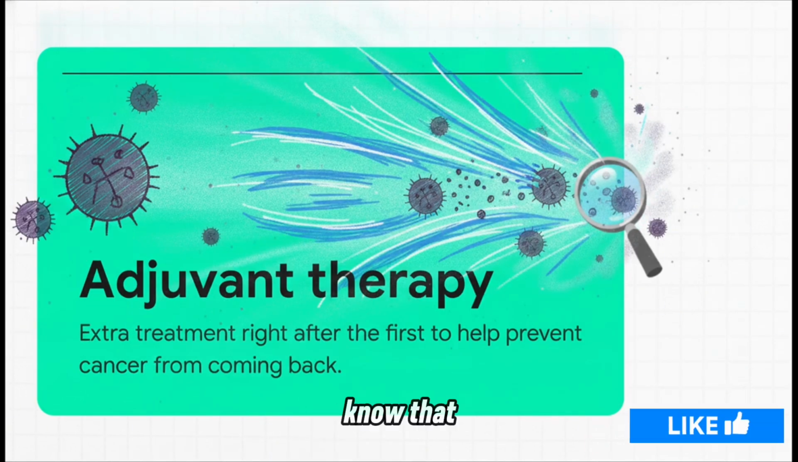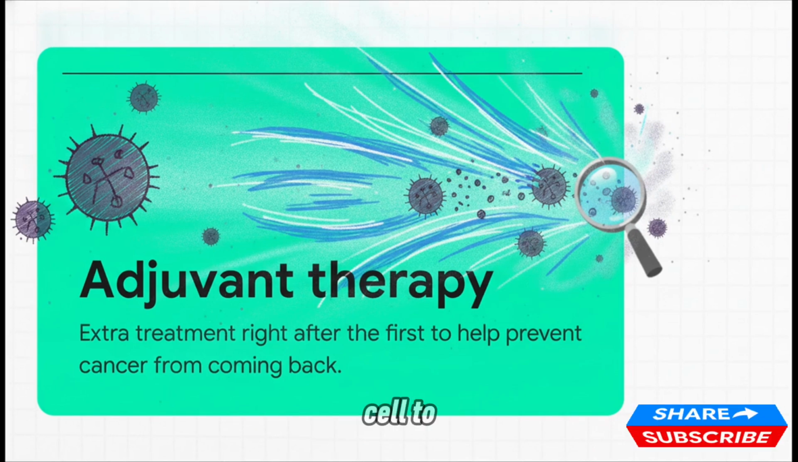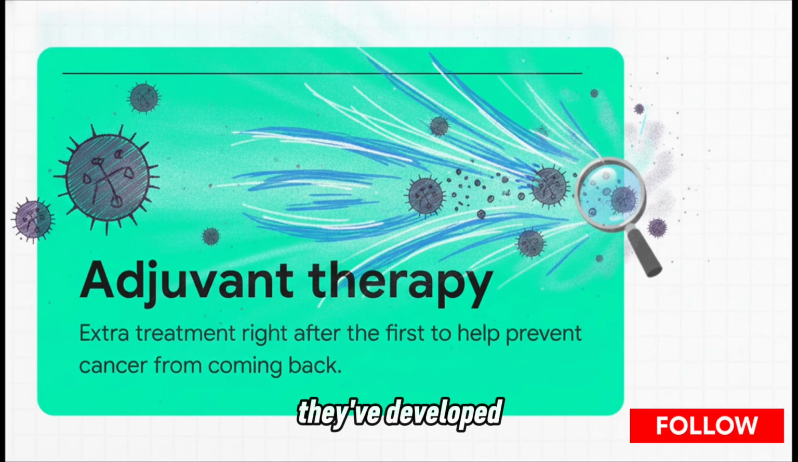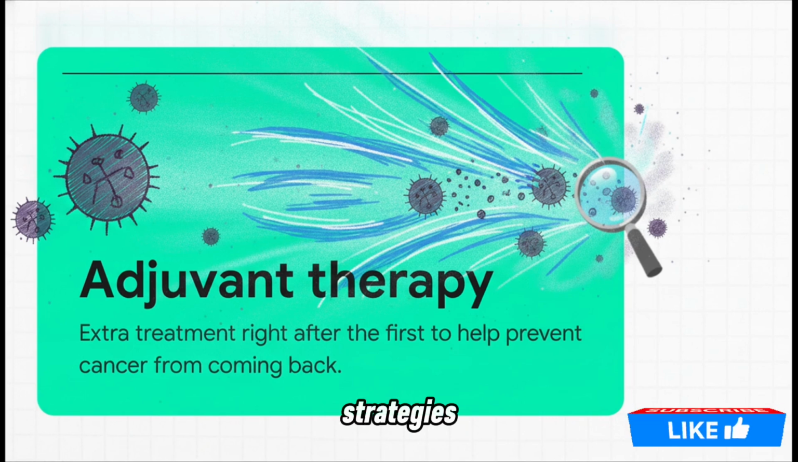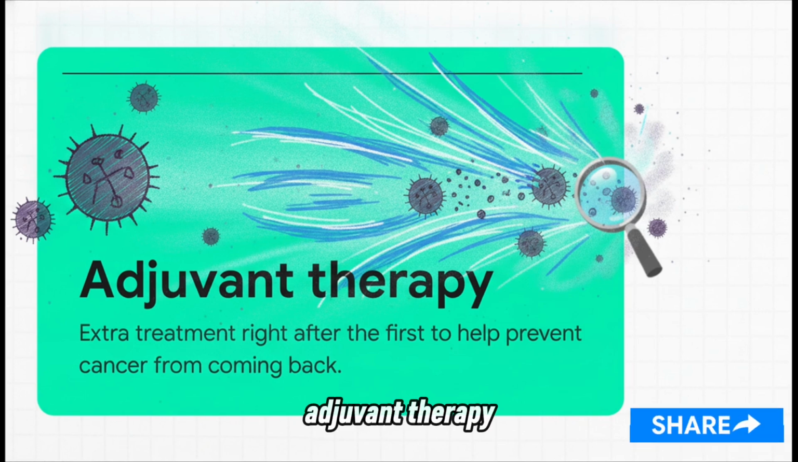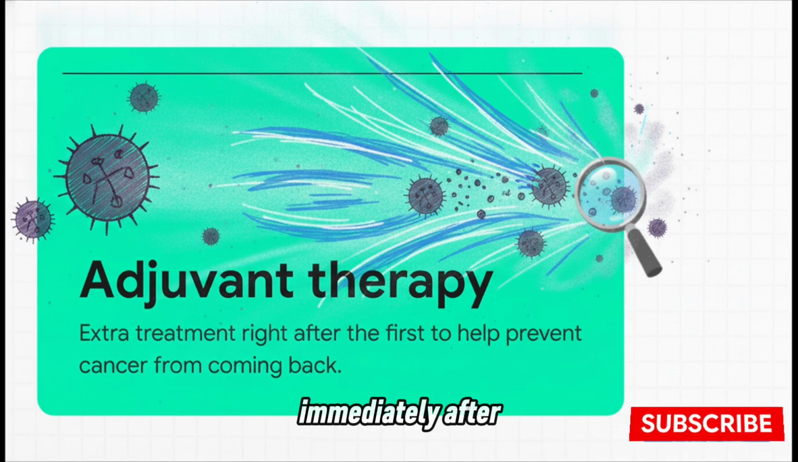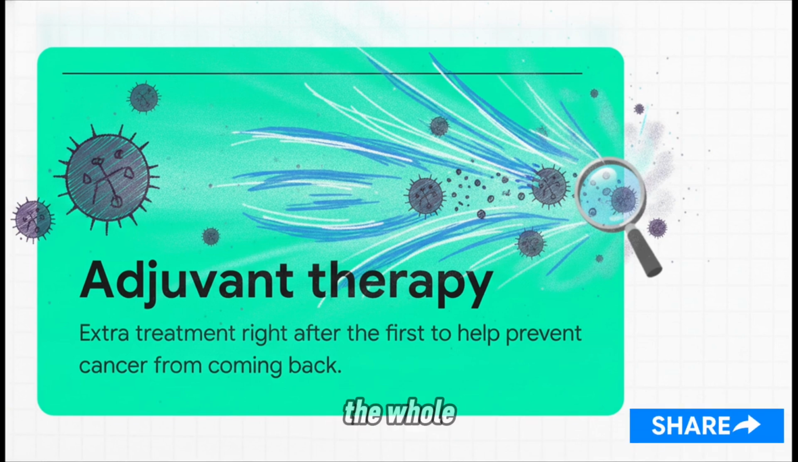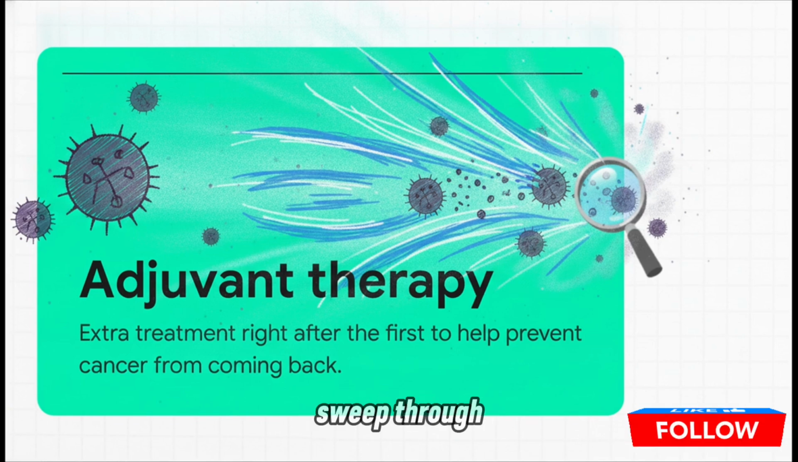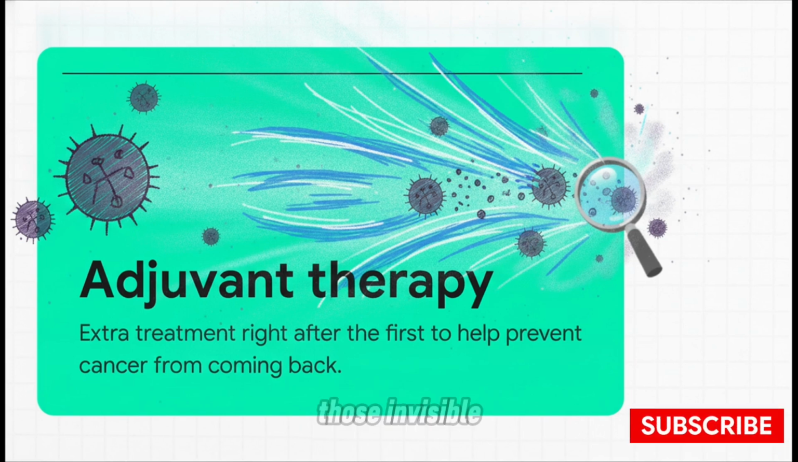Because doctors know that all it takes is one rogue cell to cause a recurrence, they've developed preventative cleanup strategies. This is known as adjuvant therapy. It's essentially an extra treatment, like doing a round of chemotherapy immediately after a tumor is surgically removed. The whole goal of adjuvant therapy is to sweep through the body and destroy any of those invisible left-behind rogue cells, stopping them before they can ever start dividing again.